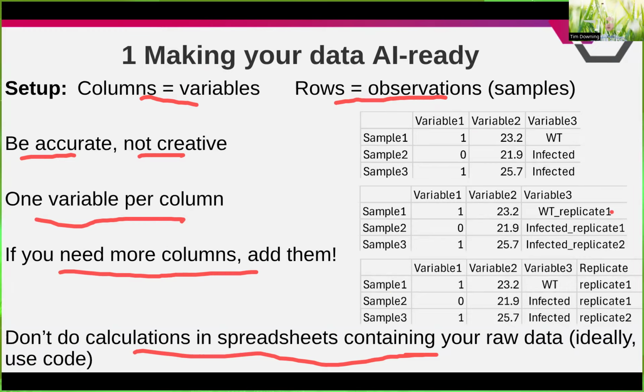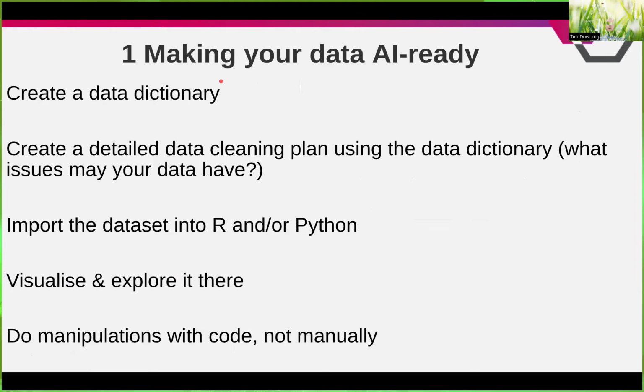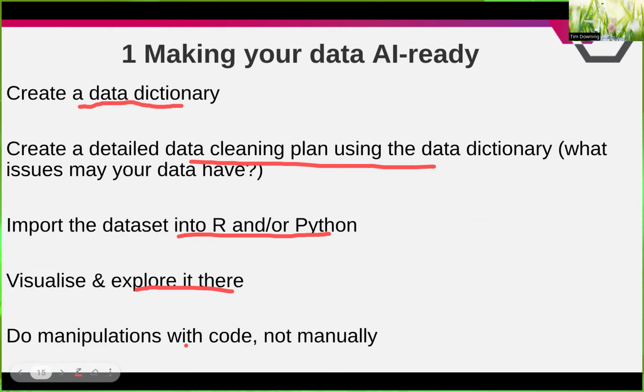If you have multiple components within a single cell, like wild type underscore replicate 1, which is different from infected replicate 2 or whatever, you can create a new column and split them up and have the replicate identifier as one column and the wild type, infected, etc. as another column. So what are our goals for making AI-ready data? To make a data dictionary, create a detailed data cleaning plan as to why you're cleaning it in a particular way, import the data set into a relevant coding language, visualize and explore it there to make sure that it's okay, and write code to do the manipulations. Don't do it manually.